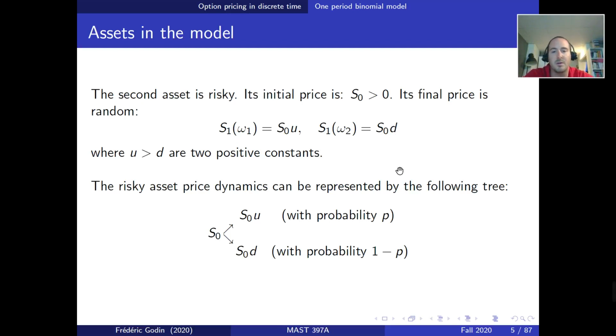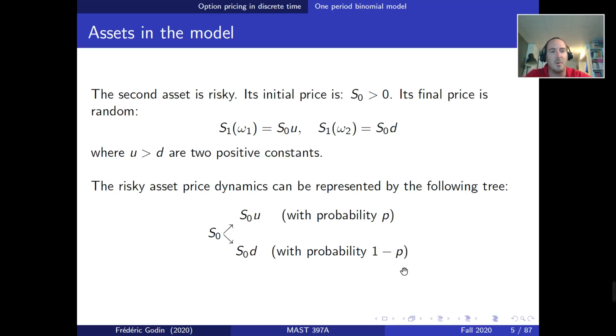So under this model, the movements of the stock price or the risky asset price can be represented by the following tree, where the initial value of the stock is worth S0 at time 0, and then at time 1 there are two possibilities. Either it goes up to S0 times U with a probability P, or it goes down to S0 times D with probability 1 minus P. So one period, two possible outcomes.